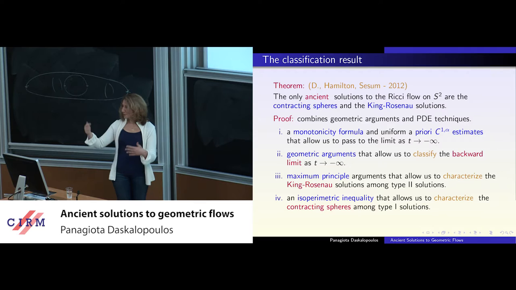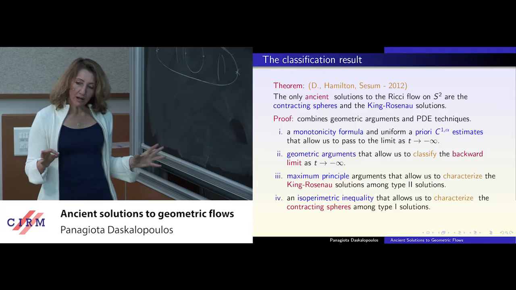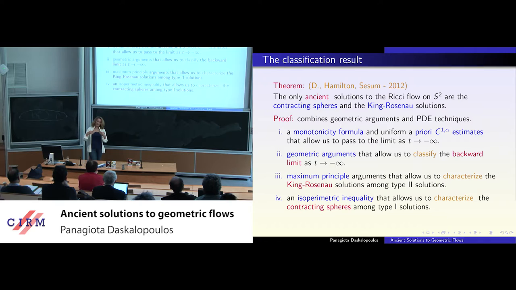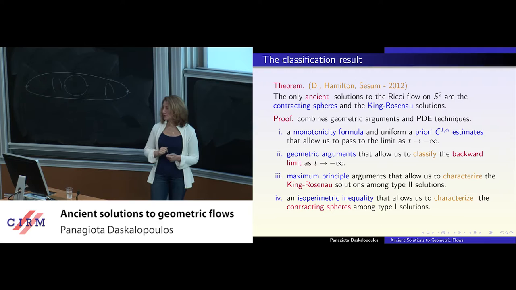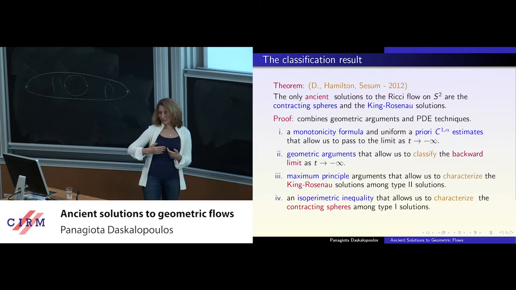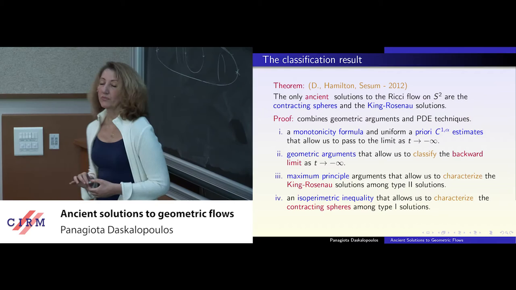So anyway, these arguments allow us to characterize the backward limit as t approaches minus infinity. And it tells you that pointwise, it looks like the cylinder. Once you know that, you consider a very special quantity that vanishes on all possible candidates for ancient solutions, and you show that this quantity decays in time using the maximum principle. You show that this quantity is non-negative, and that it goes to zero as t approaches minus infinity, and therefore something which is non-negative and decays to zero has to remain at zero. And from that, you are able to recover the solutions.